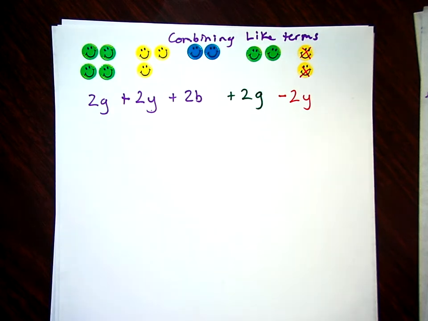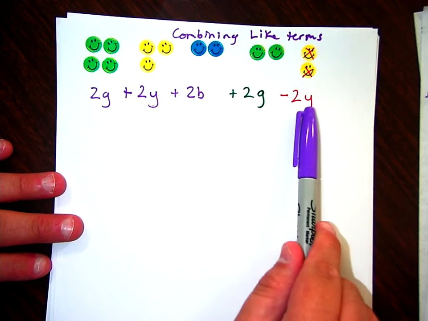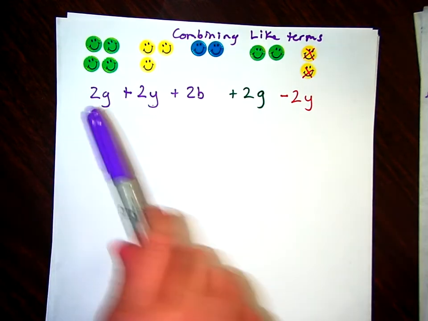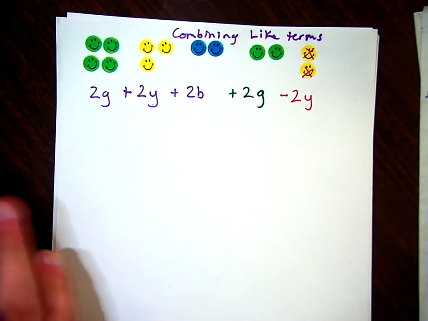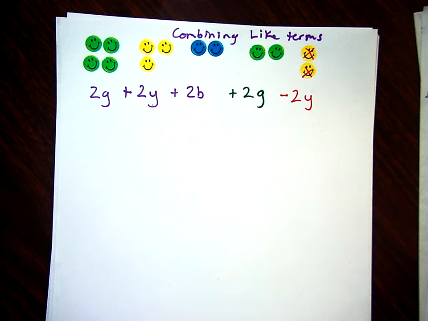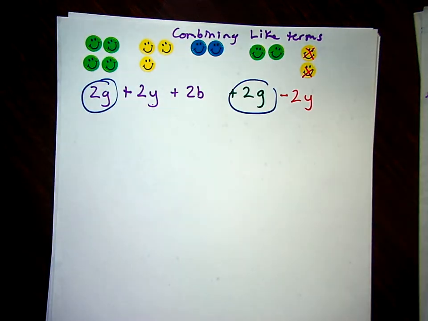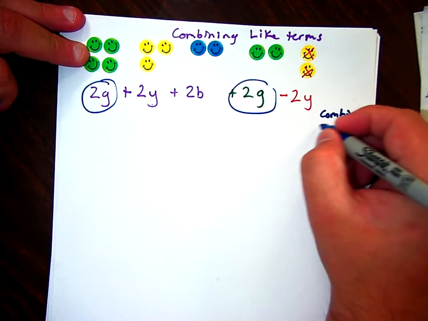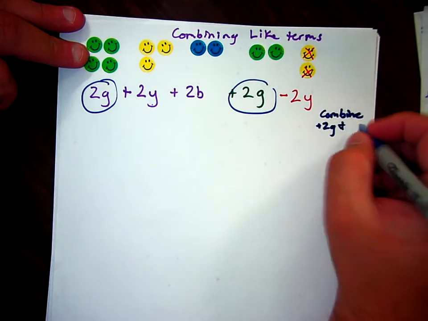All right, so now we have an expression, and you can see we've got some green guys over here, some green guys over here, and then we have a y here and a y here. We're going to take those terms and combine them, put them together, because g is the same as g, y is the same as y, so we can combine them. Okay. So what we're going to do is circle the things we're combining. Okay. And then I'm going to put over here, combine positive 2g for this one, and positive 2g for this one.